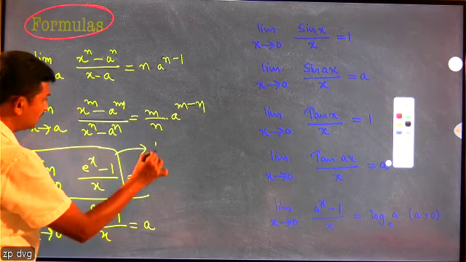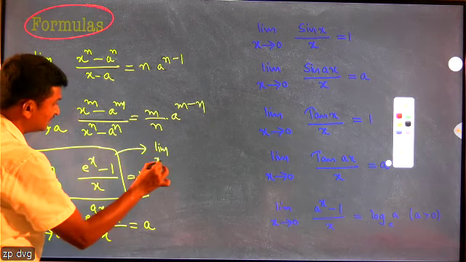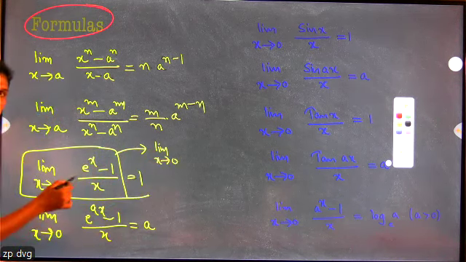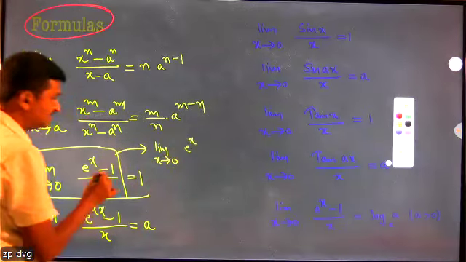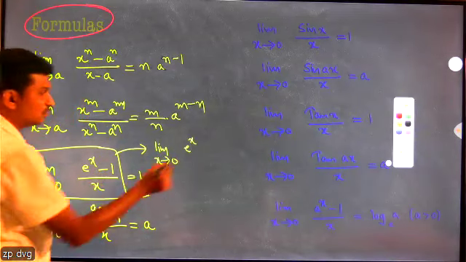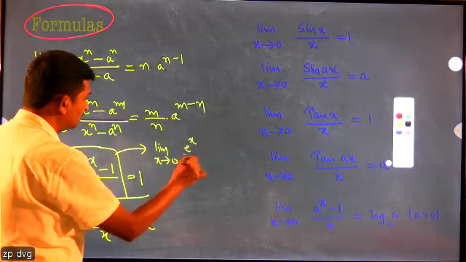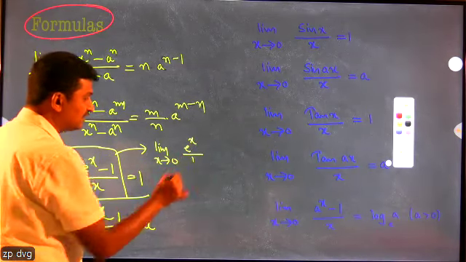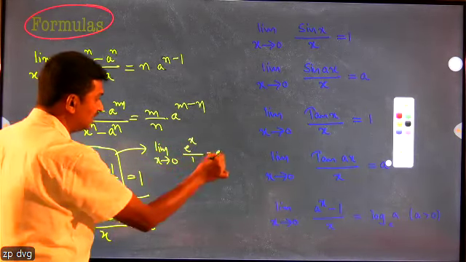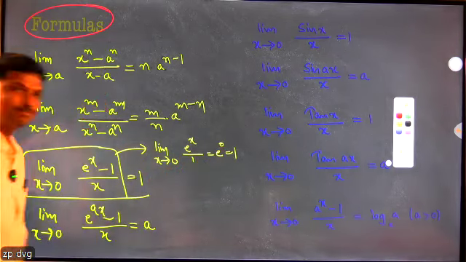So if I continue this further, what you will get? Limit x approaches to 0, differentiate numerator, derivative of e power x is what? Derivative of e power x is e power x minus derivative of 1 is what? Derivative of 1 is 0, e power x minus 0 divided by differentiate denominator separately. Derivative of x is what? Derivative of x is 1. You put x equal to 0 in this, what you will get? E power 0. E power 0 is 1.